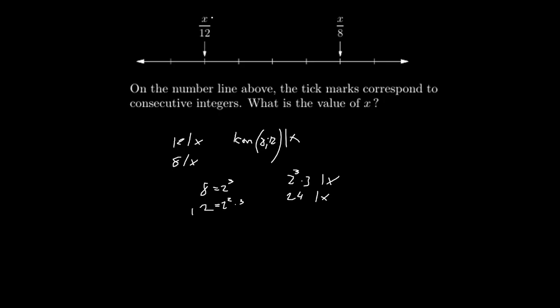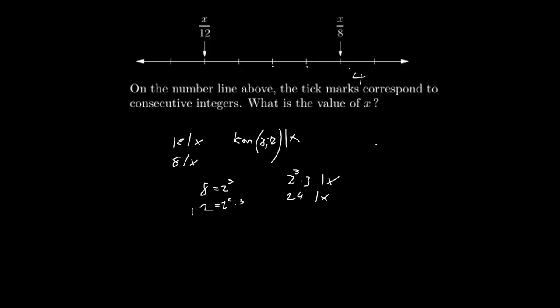So 24 over 12, that's 2. 24 over 8 is 3. We have 1, 2, 3, 4 difference. That's not good. Then 2 times 24 over 12, that's 4. 2 times 24 over 8, that's 6. That would be a 2 difference.